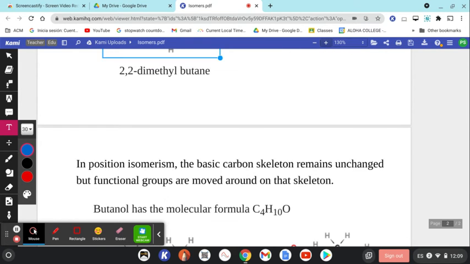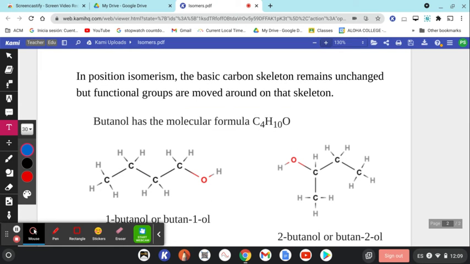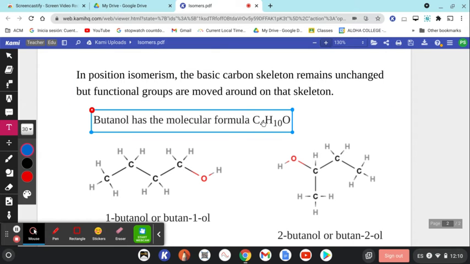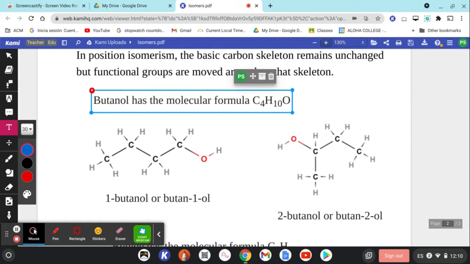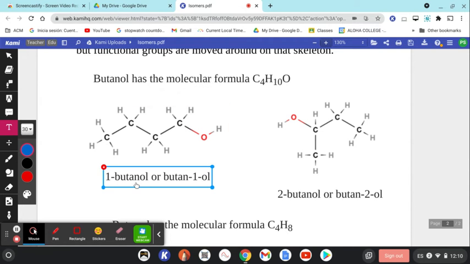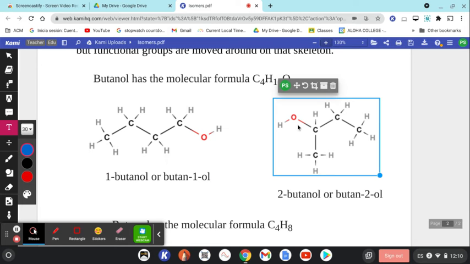Now, what other type of isomers do we have? We have positional isomers, where the actual chain stays the same, but functional groups move around. One example is butanol, with the formula C4H10O. Now in butanol, you can put the OH group, the alcohol functional group, on the first carbon, and it's called 1-butanol, indicating the position of the functional group, or butan-1-ol. However, you could also put the alcohol group on the second carbon, and it would be called 2-butanol, or butan-2-ol.